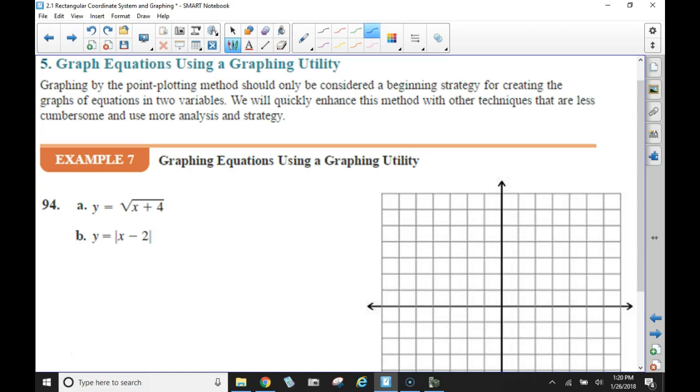I'm going to go ahead and color code these. We're going to be graphing y equals the square root of x plus 4. You can pick out some points if you want. I don't want, okay? We're also going to be graphing y equals the absolute value of x minus 2. Let's look at how to do that, first of all, on a graphing calculator, and then I will introduce to you a little website I like to use.